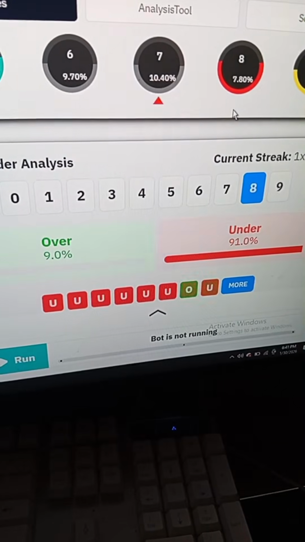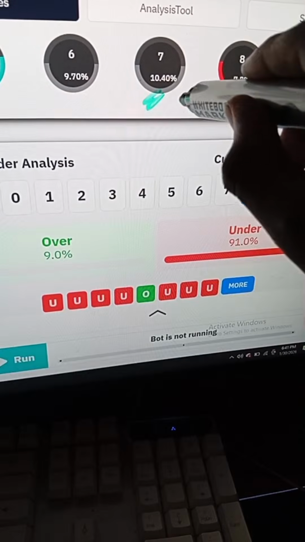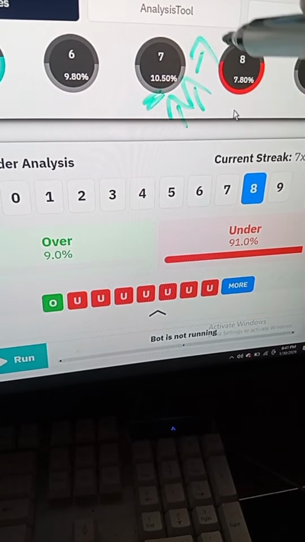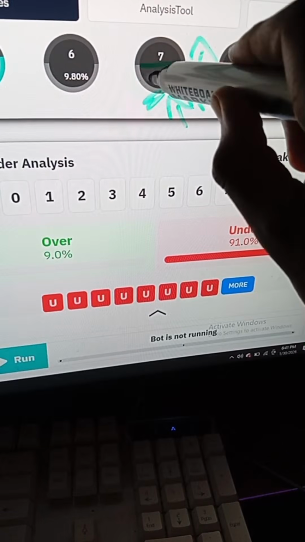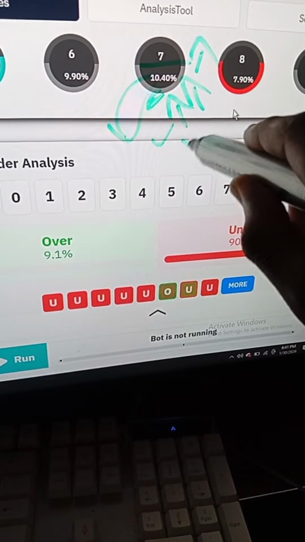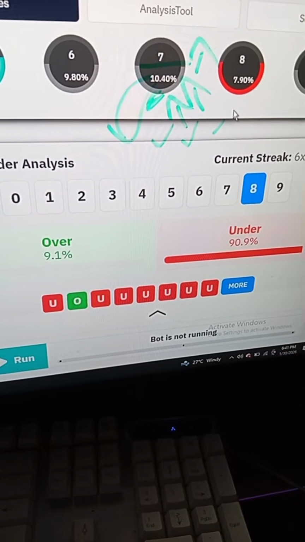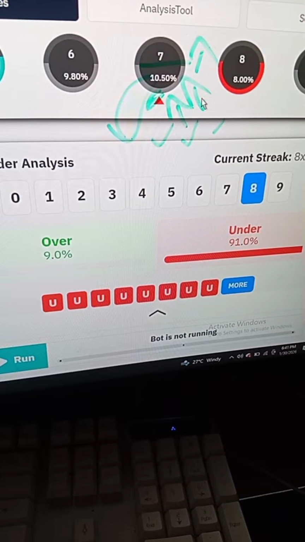My eye is on 7. I can see 7 wants to misbehave, but my eye is on it. If it goes above 10.5, we have to wait. But if it stays at 10.5 and goes lower, that is when you can continue trading. So let us be patient.